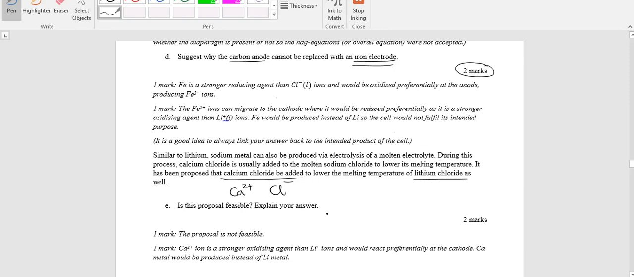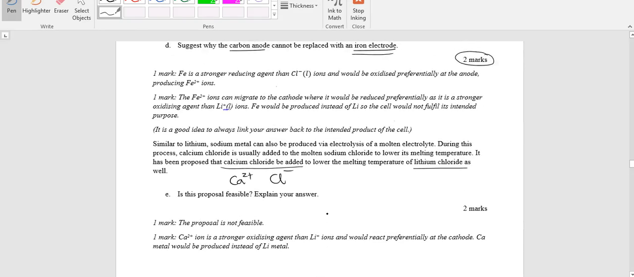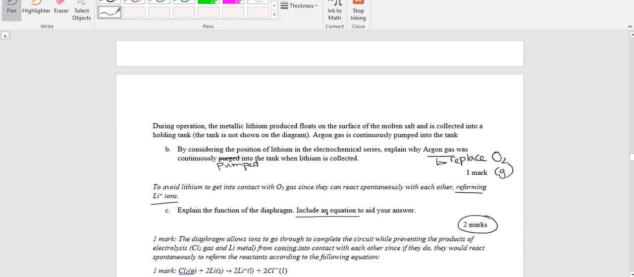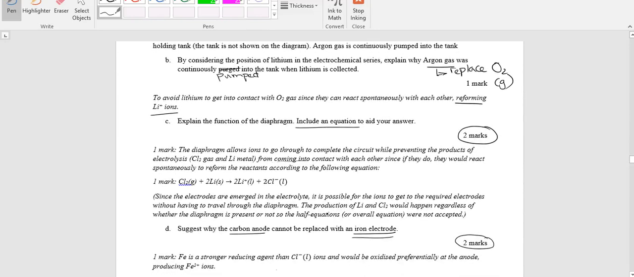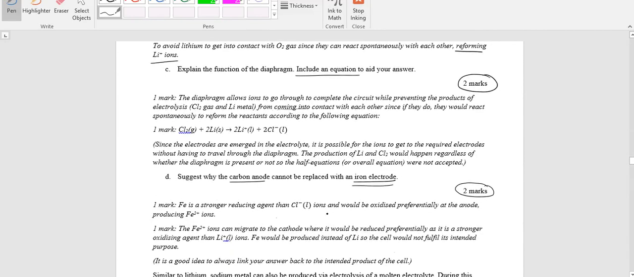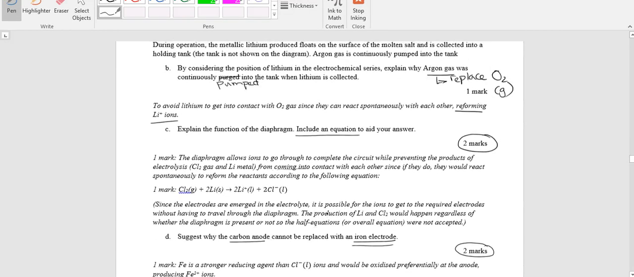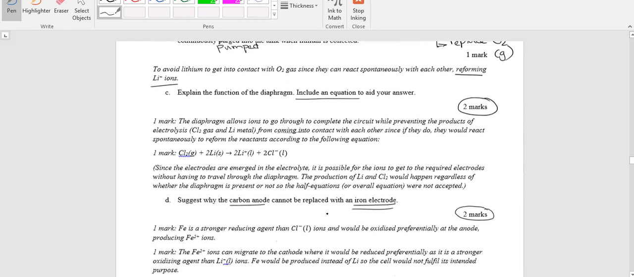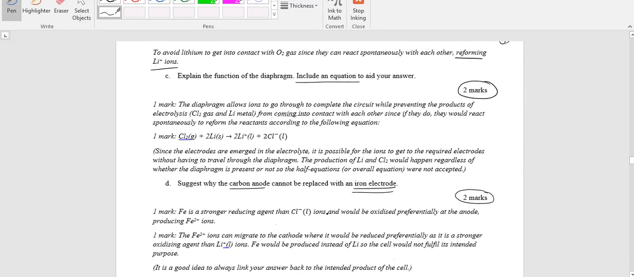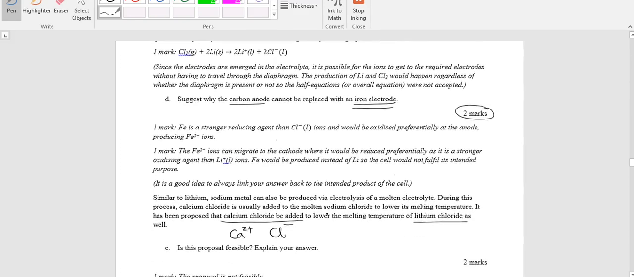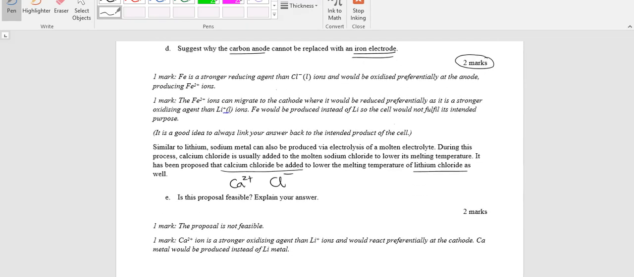Honestly, I thought this question could have been done a little bit better, but I think there were a lot of mistakes on this page. So it's a very good idea to try to redo this question, and hopefully you remember these kind of questions for the exam because they do come up quite often. All right, that's question 1.